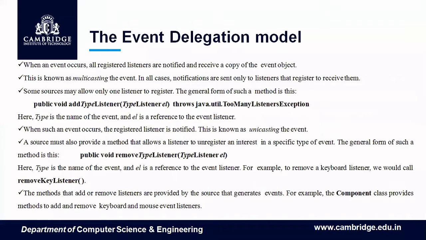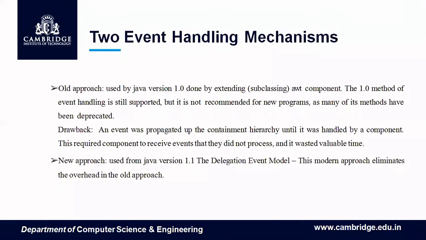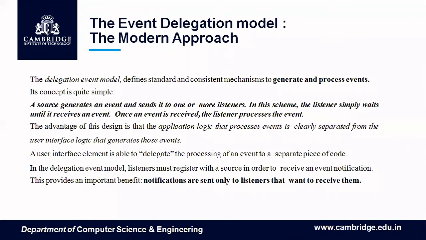When we started with event handling, I told you there are two methods. The first method is the old approach and the second method is the modern approach. The old method is completely deprecated because the event keeps on propagating up in the hierarchy of the containment classes, which wastes our time. But the new model is called the delegation event model. The same overhead is eliminated. The drawback of the previous method is eliminated because a source generates an event and sends it to one or more listeners. Listeners simply wait until they receive an event.